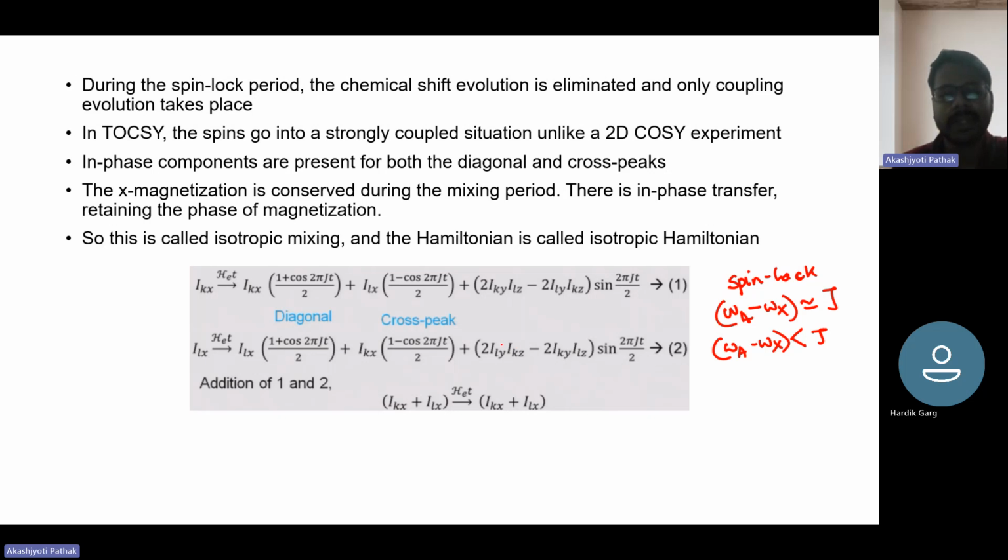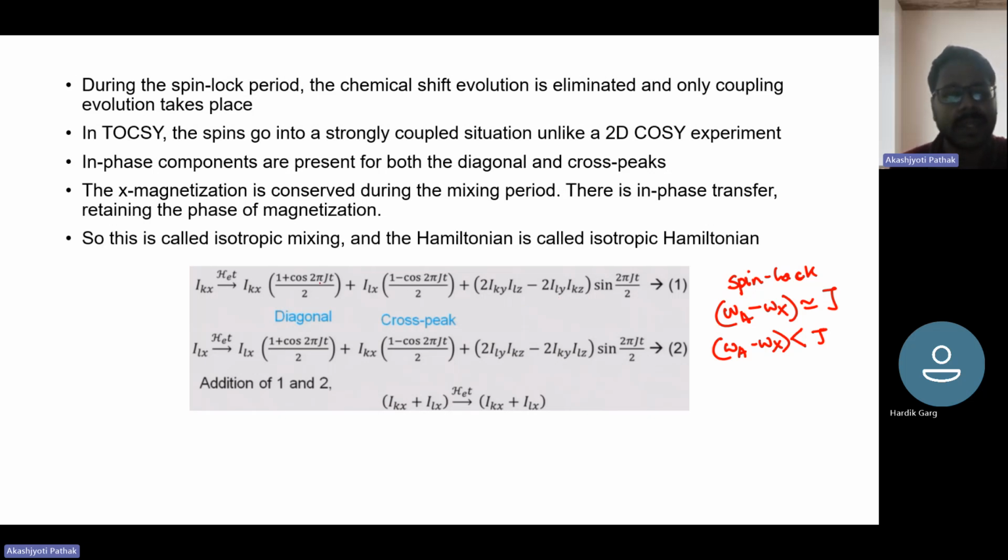And in the second expression, the term is 2 I_LY I_KZ. So this is positive, and if you add these two expressions, then these terms will get cancelled. And similarly, this term also, minus 2 I_KY I_LZ, will cancel with this term. Okay, and so this will become zero.